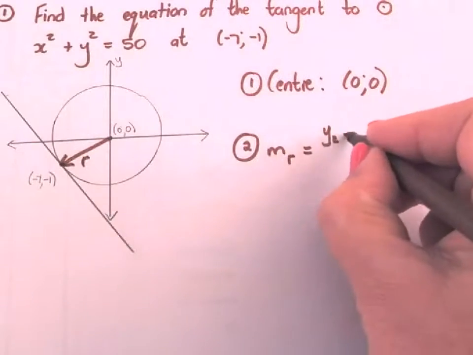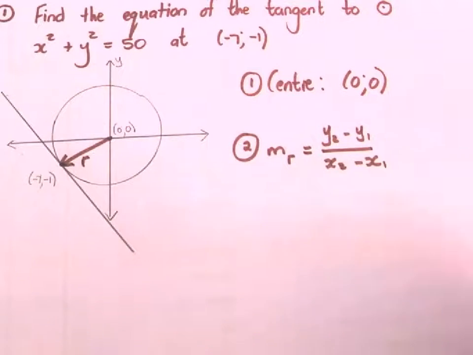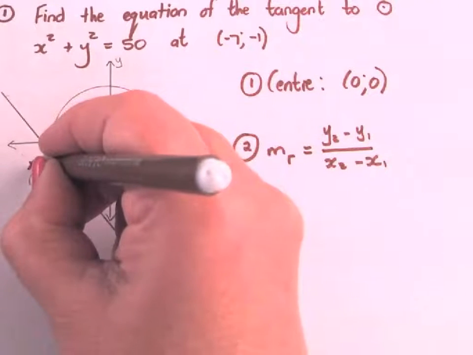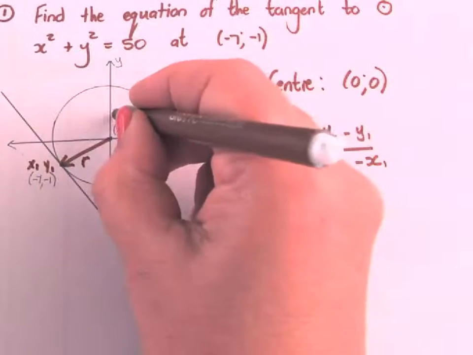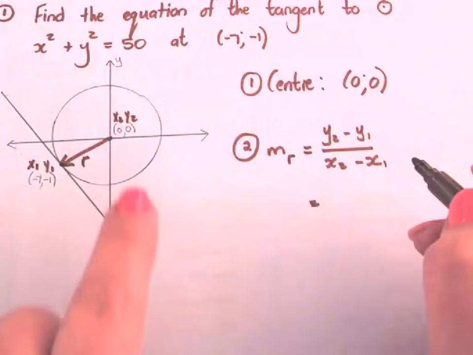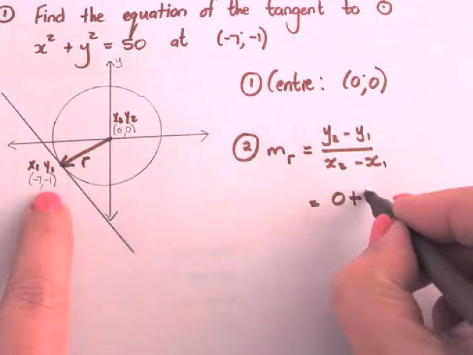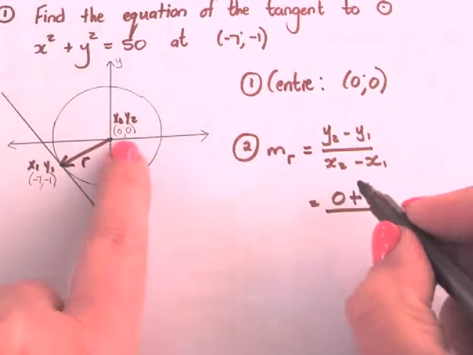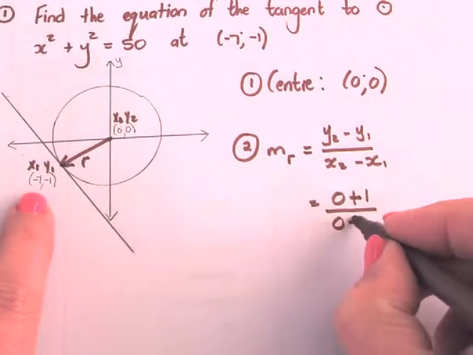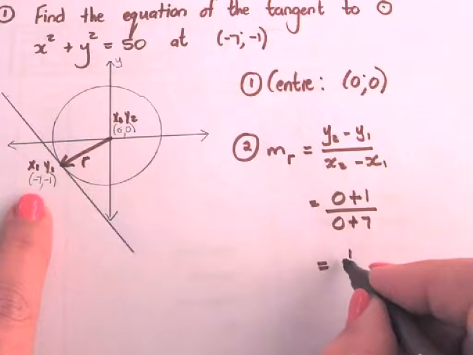It's y2 minus y1 over x2 minus x1. Let's make this x1, y1, x2, y2. Then it will be 0 minus -1, so it's a +1, over x2 is 0 minus -7, so it's a +7. And we get that the radius gradient is 1/7.